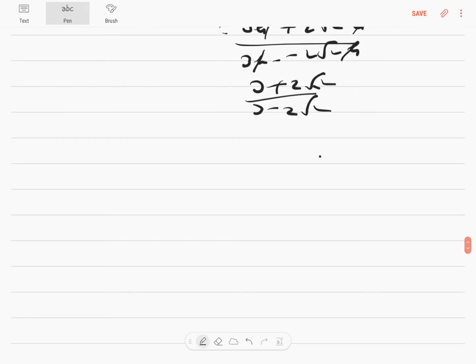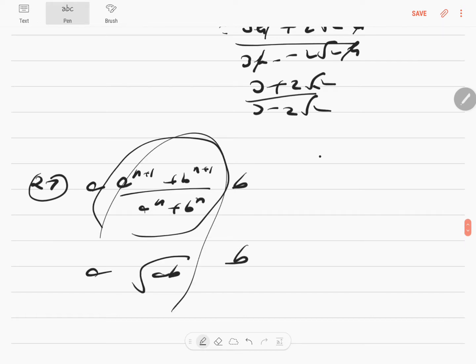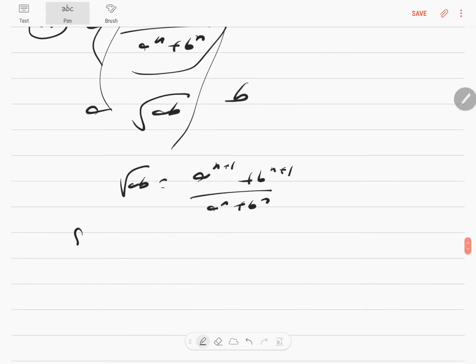Okay, so let's go to the 27th sum. a to the power n plus 1 plus b to the power n plus 1 by a to the power n plus b to the power n is the geometric mean between a and b. Normally the geometric mean is root of ab. Therefore this can be equated to this. So root of ab is equal to a to the power n plus 1 plus b to the power n plus 1 by a to the power n plus b to the power n. There is a root, so squaring both sides.